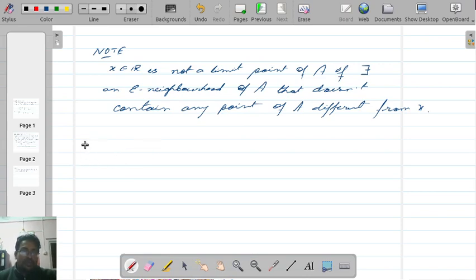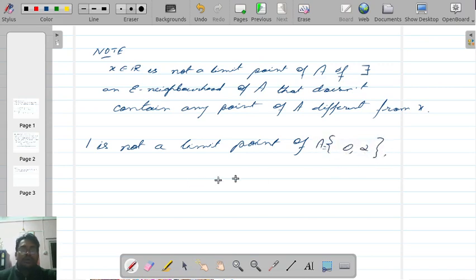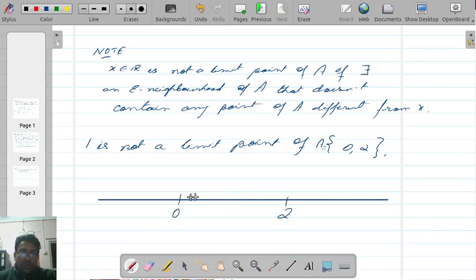So for example, let's say 1 is not a limit point of the set A equal to {0, 2}. I have taken a simple finite set having only two elements, and I'll try to show that 1 is not a limit point of this set. The set A consists of only these two points, 0 and 2.